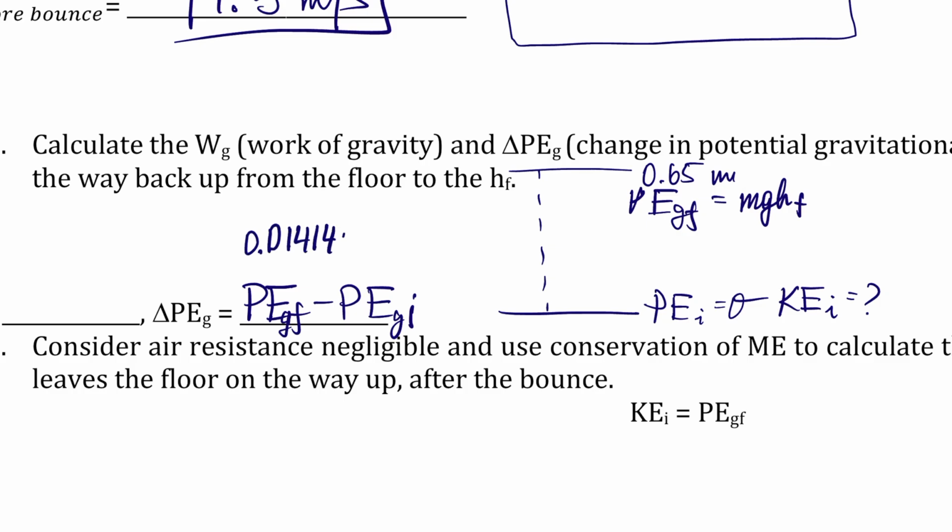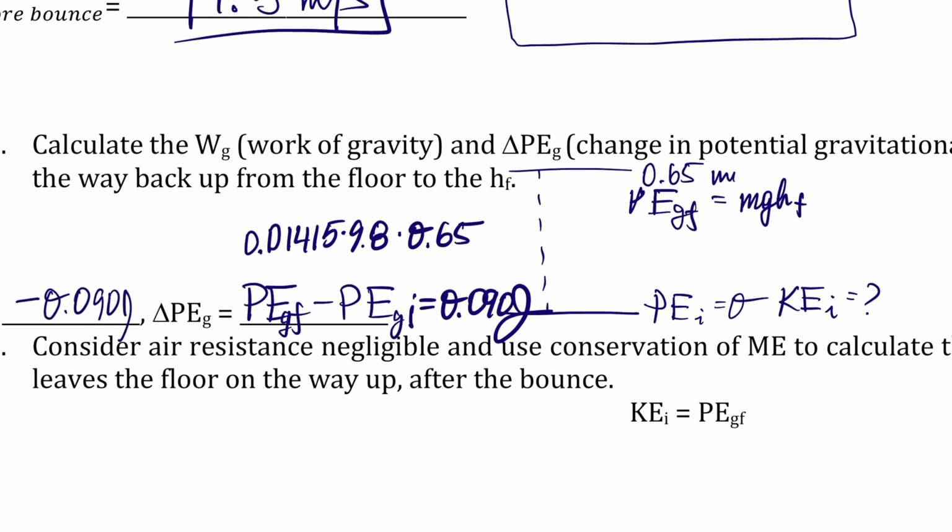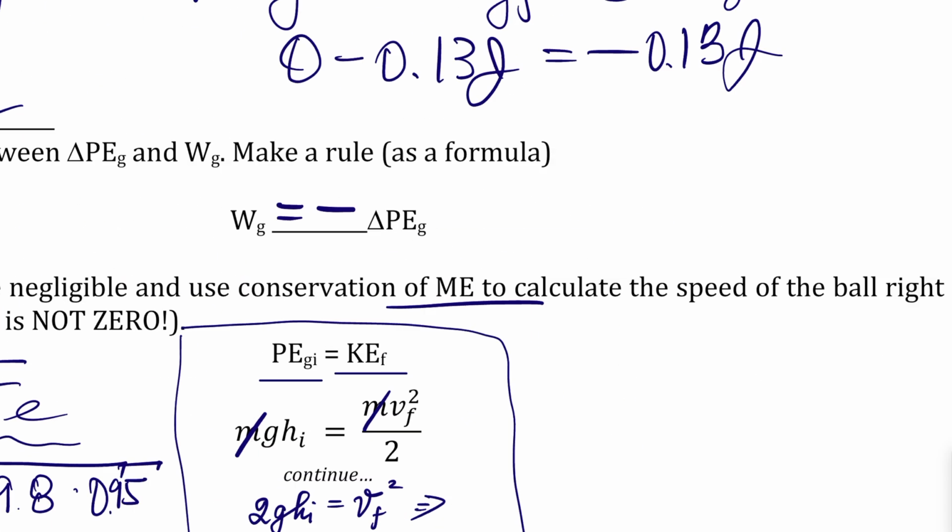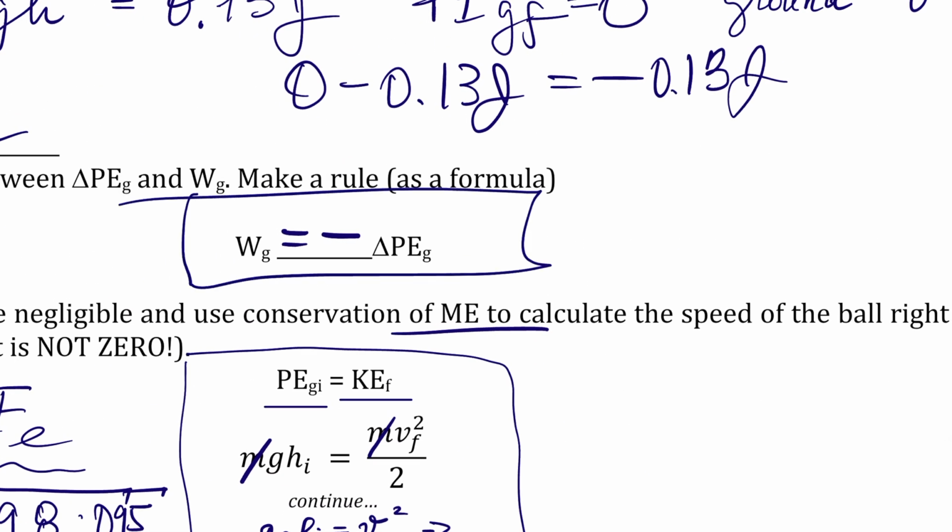0.01415 times 9.8 times 0.65, 0.09. It gains 0.090 joules of energy. And that 0.090 joules of energy means that gravity did negative 0.090 joules of work. Why is that? Because gravity is downward, displacement is upward. They were opposite each other. There was a cosine of 180, but you also know that because you established this in the beginning.